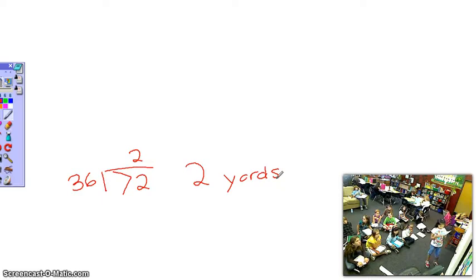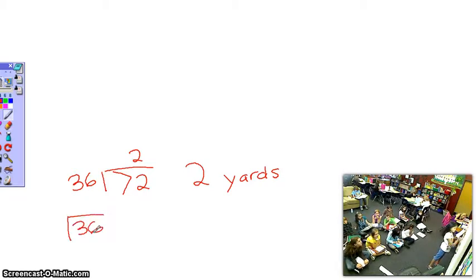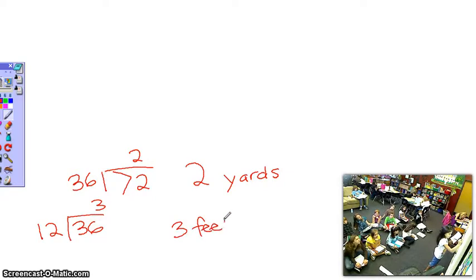And then 36 inches equals something feet. And then 12 inches equals 1 foot. So you would do 36 divided by 12 equals 3. So the answer would be 3 feet. Thank you very much.